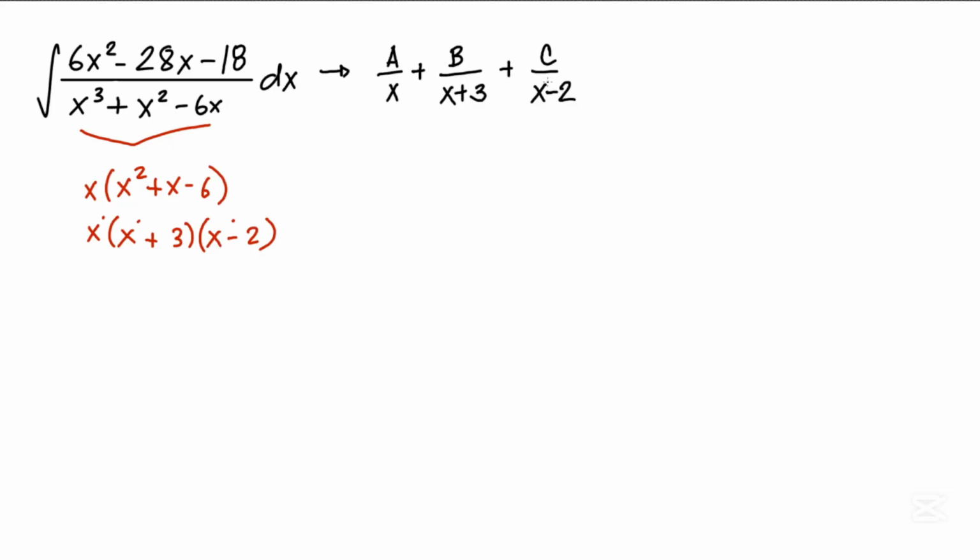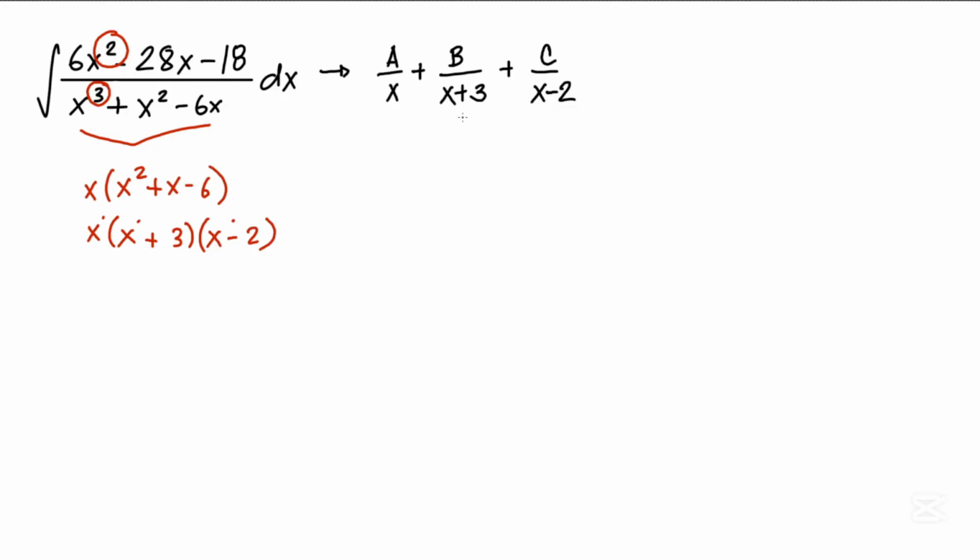Another thing I forgot to mention was that we can do this right away if the degree of my numerator is less than my denominator. Observe that the degree of my numerator is 2 versus the degree of my denominator which is 3. So 2 is less than 3, therefore we proceed to partial fraction decomposition.